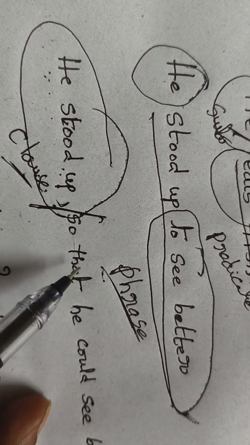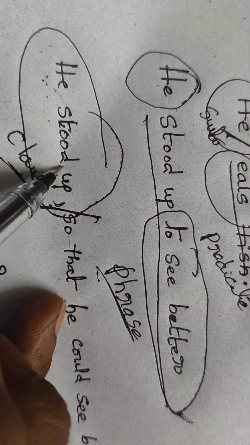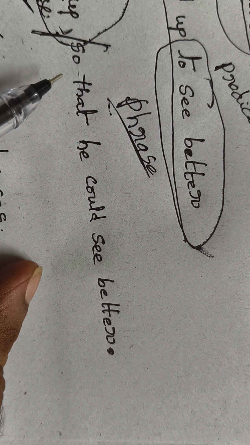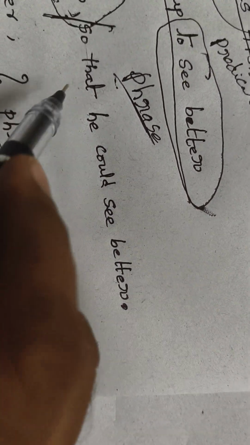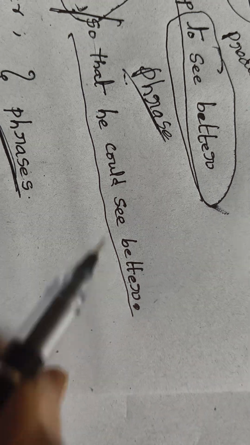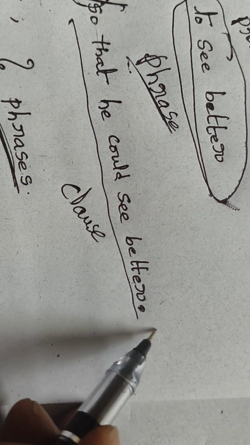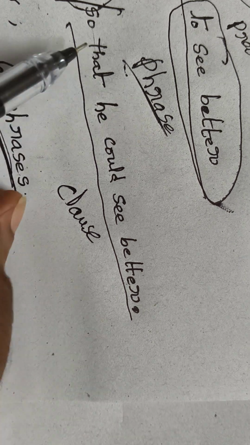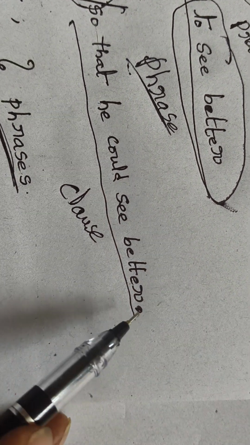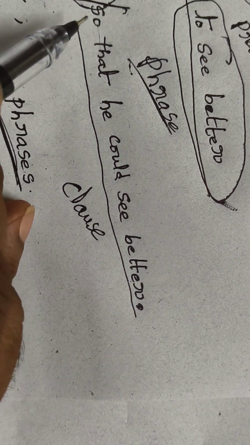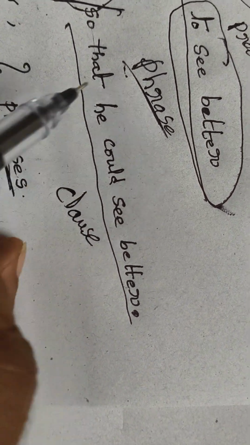A clause is a part of a sentence which contains subject and predicate. See here, the second part of the sentence: so that he could see better. This is also one more clause. It is not a sentence because a sentence starts with a capital letter. This is not a capital letter, and it ends with a full stop only at the end. Because of this reason, it is also not a sentence. It is a part of a sentence.